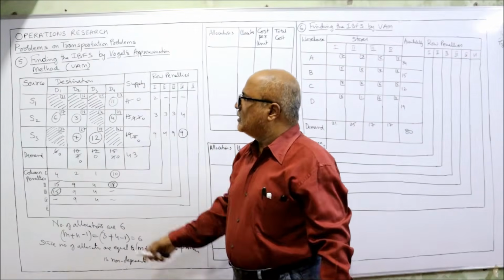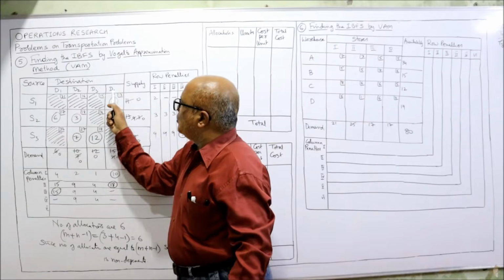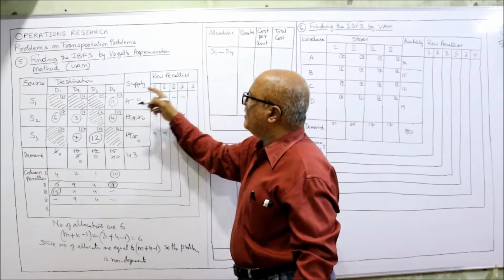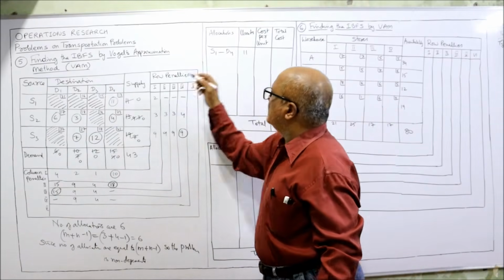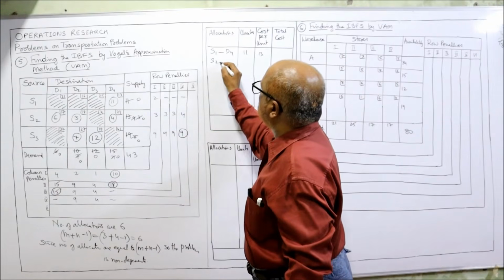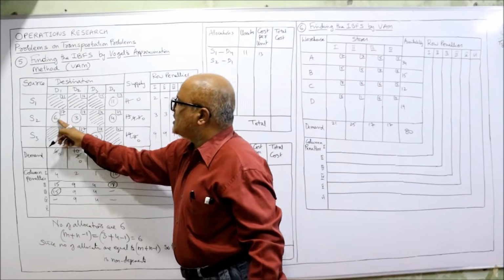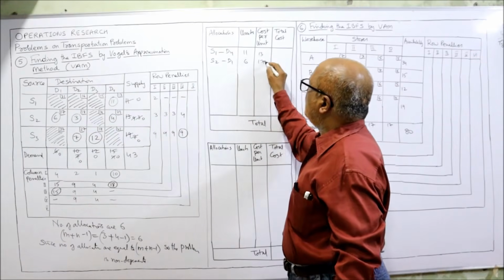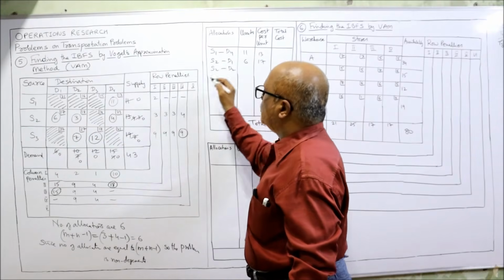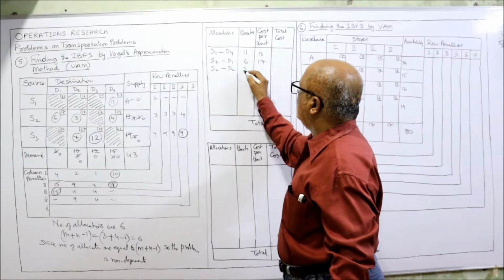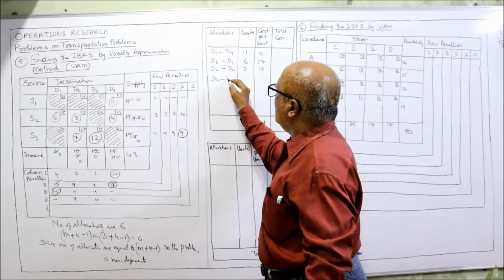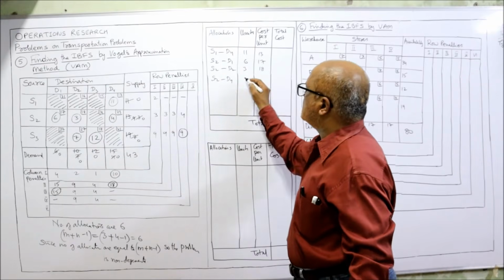So the first allocation is S1 to D4. How many units? 11 units. Unit cost is 13. The second allocation is S2 to D1. How much? 6 units, 17 rupees. S2 to D2, 3 units, 18 rupees. Then S2 to D4, 4 units, 23 rupees.